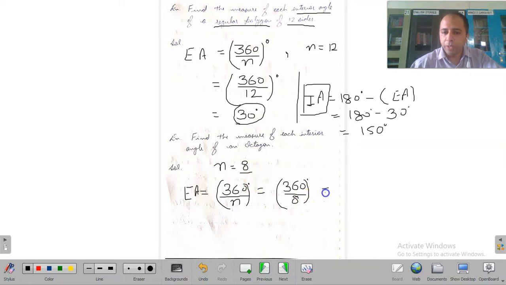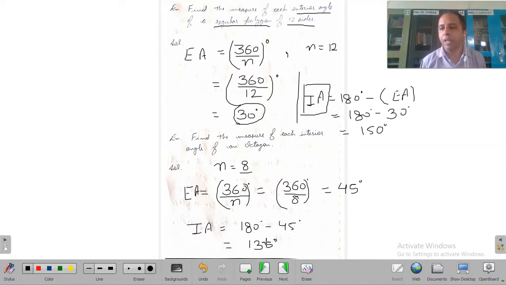So how much is this value? 360 divided by 8 is how much? It is 45 degrees. Now the value of the interior angle will be how much? It will be 180 minus 45 degrees. 180 minus 45 degrees, that means how much is it? It is 135 degrees, right? So in this way we can calculate the value of exterior as well as interior angles of a polygon.